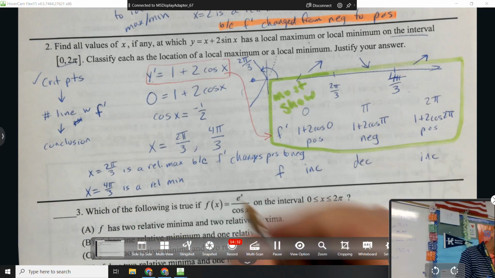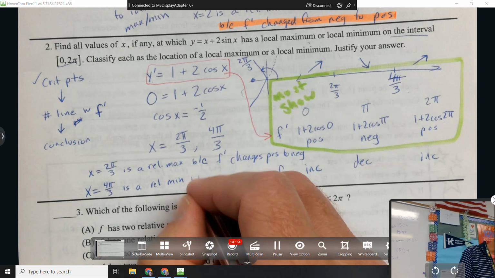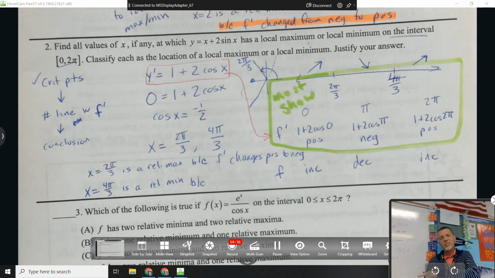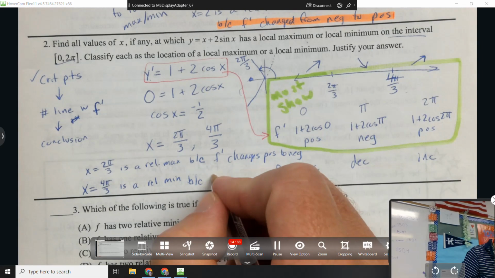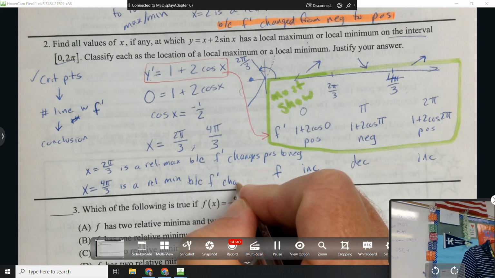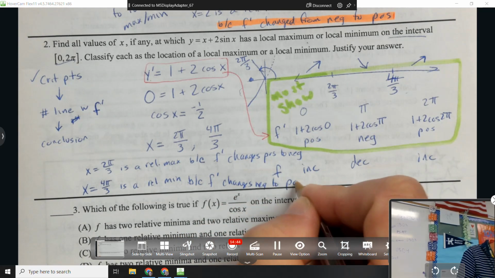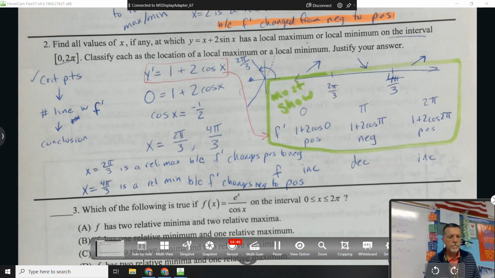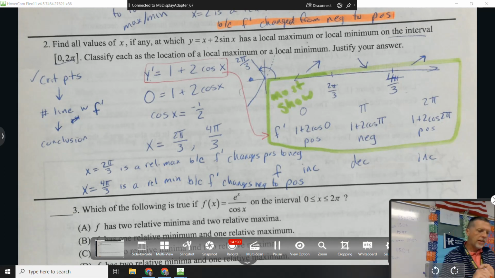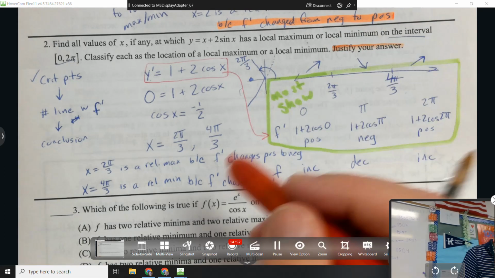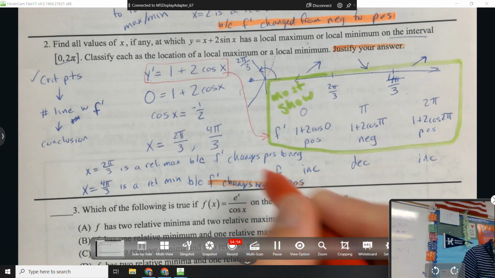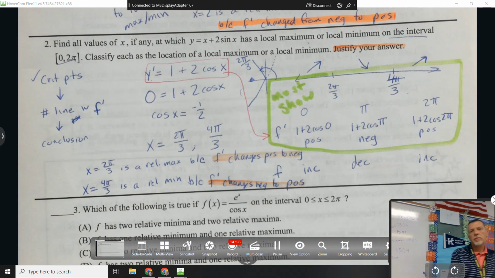Again, I'm just looking at my picture. But I can't just say because my picture says so. It's like I got to use some calculus stuff here. F prime changes negative to positive. So that justifies my answer. That's f prime changing one way or the other.